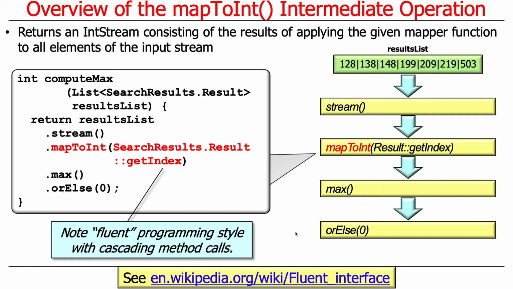But as you can see, there's a method called computeMax that takes a list of result objects, which of course are reference types, and it creates a stream of these result objects, and then it maps that to int, and then computes the max of this. And as always, we have the cool fluent style programming where we cascade the methods together. But the key point here is we're transforming reference types to primitives.